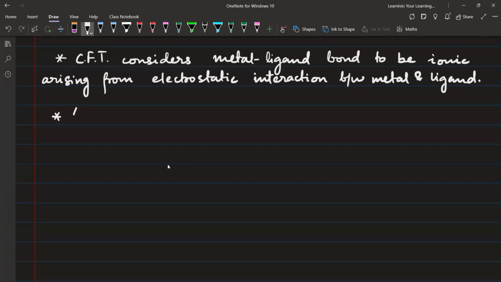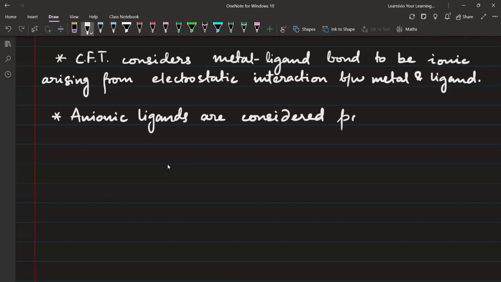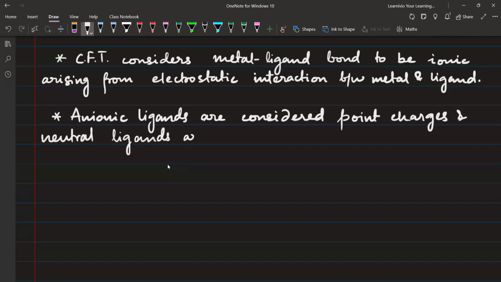Now, since we are considering it ionic, the anionic ligands are considered point charges and neutral ligands are considered dipoles.